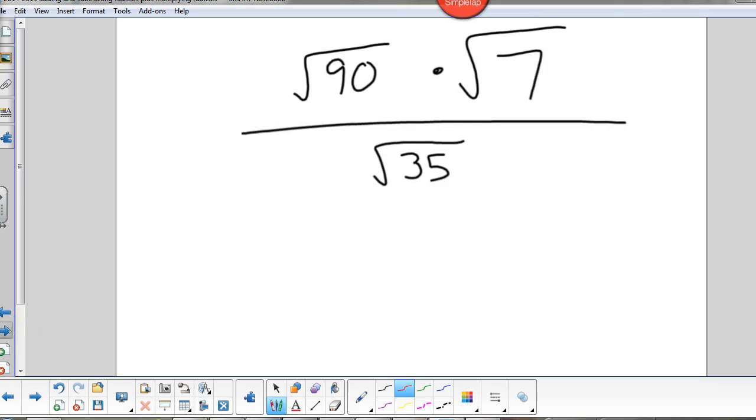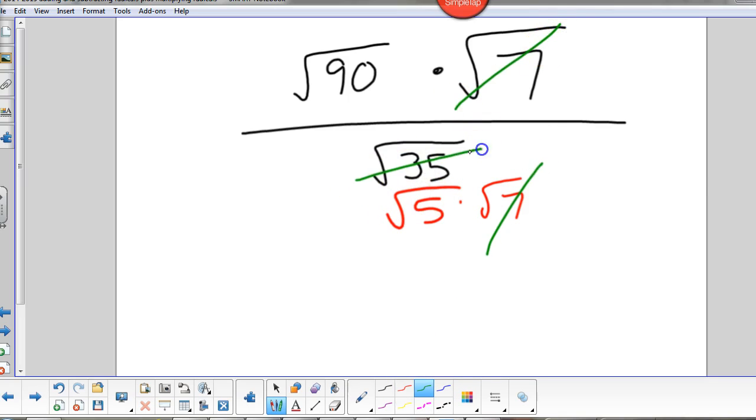So what's this? You could say it's root 630 over 35. Right? I see a root 7 here. And this is really root 5 times root 7. So the root 7's can cancel. All right, and then I've got root 5 and root 90. There's a root 5 in both of those. This is 5 times 18, I think. So the root 5's will cancel, and it just leaves me with root 18, which is 3 root 2.